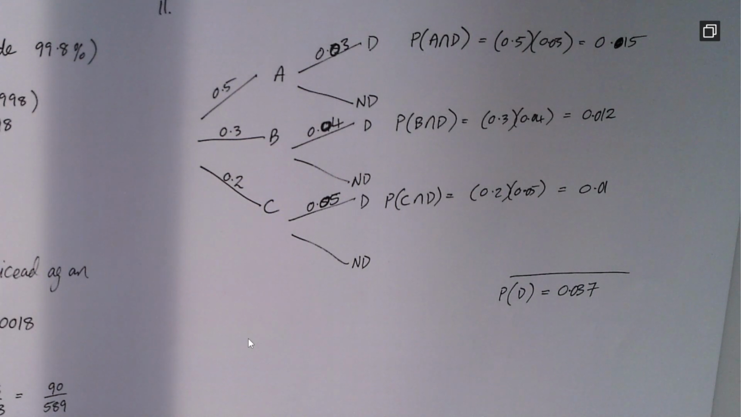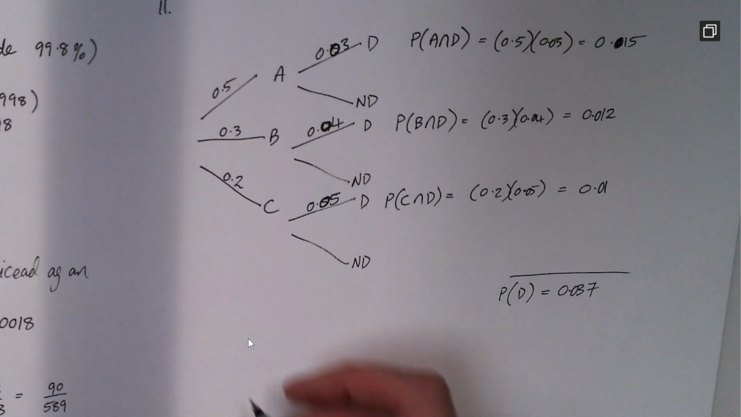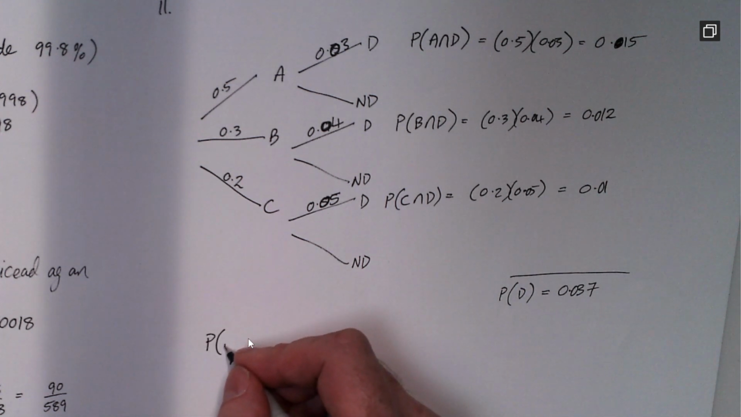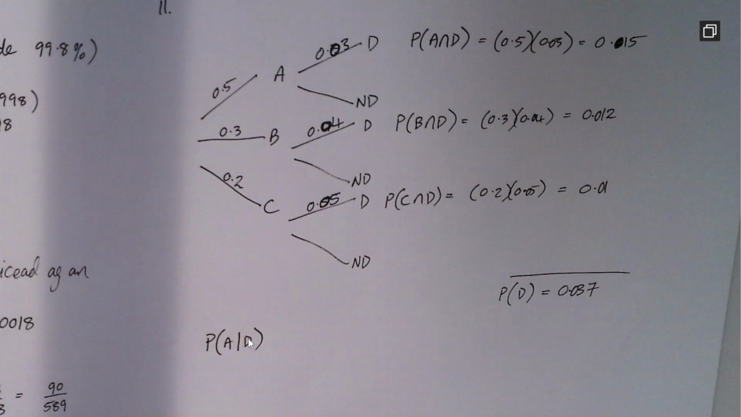Yeah. Right. Now the formula. If an item is selected at random and found to be defective, find the probability that it was produced by machine A. So it's the conditional formula. So we want the probability that it's A given that it's D, defective. Do you get it? Just be clear, the condition is that it has to be defective. Find the probability that it was produced by machine A, given that it is defective.